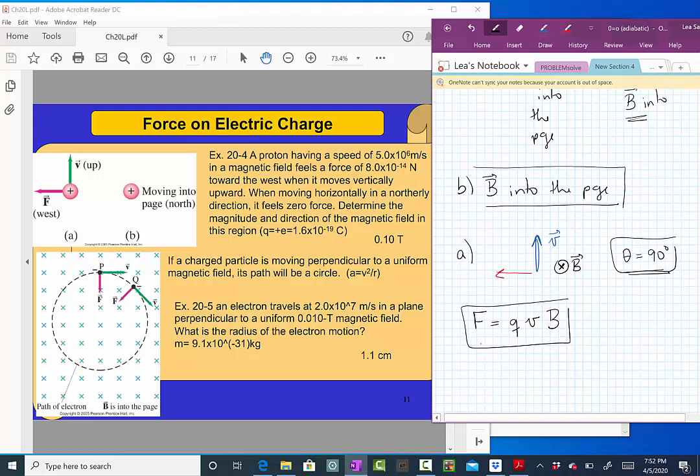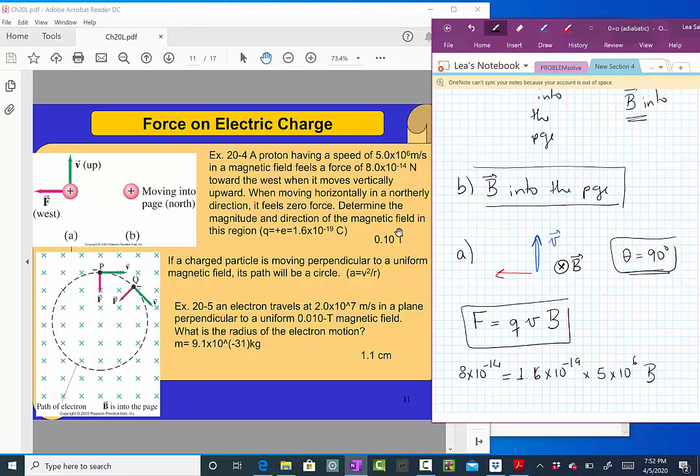So we put here the value of the force, 8 times 10 to the minus 14. Q is the charge of the proton, that 1.6 times 10 to the minus 19 that we had talked about before. And then V is 5 times 10 to the 6. From here we get the magnetic field, and you see here the magnetic field is 0.1 Tesla.